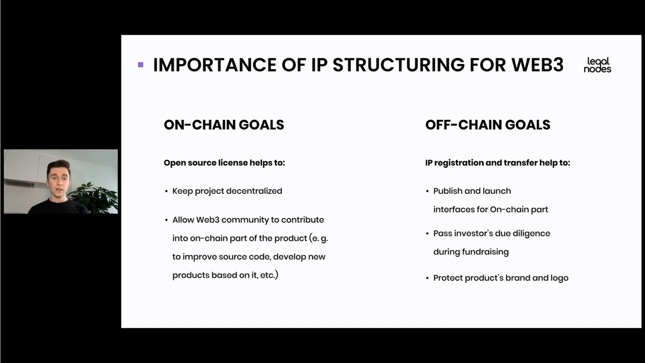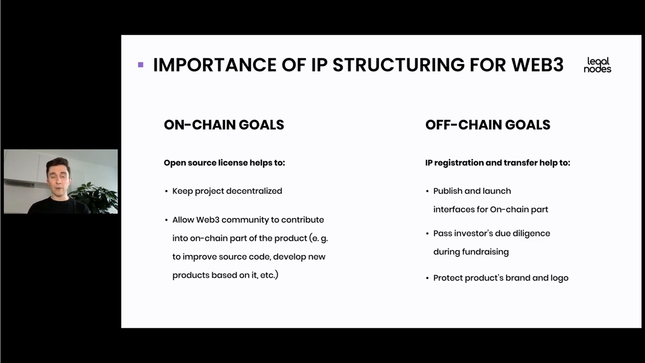At the same time, the second very important reason why most on-chain parts of Web3 projects are structured as open source is to allow the community to use this source code, to upgrade it, to make amendments, to make it better, to build new products on top of this source code, which helps to grow the community and the ecosystem around this open source.